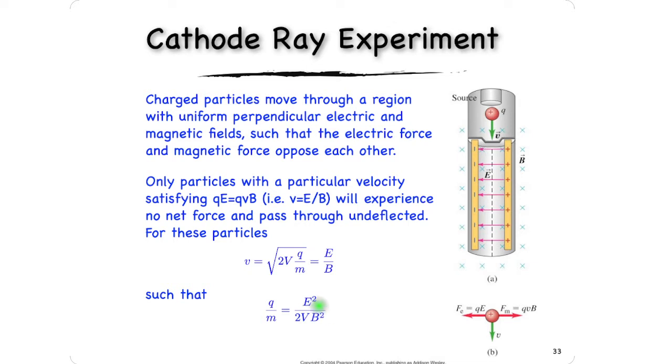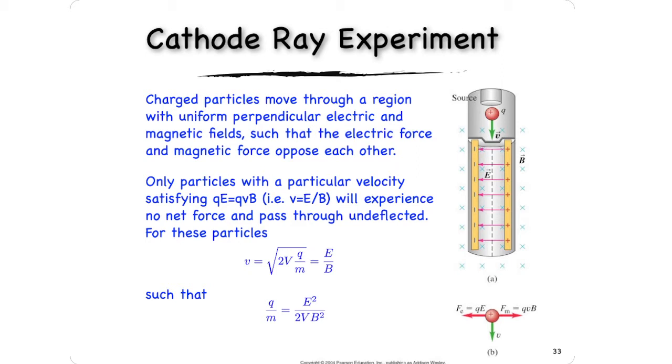So the electric field that's deflecting the particles up is determined by the voltage we place across those plates. V is the accelerating voltage, and B is the strength of the magnetic field that deflects them down. So we can control all those properties, and when we adjust them such that the beam is not deflected, we can evaluate this to get the charge to mass ratio of the particles.